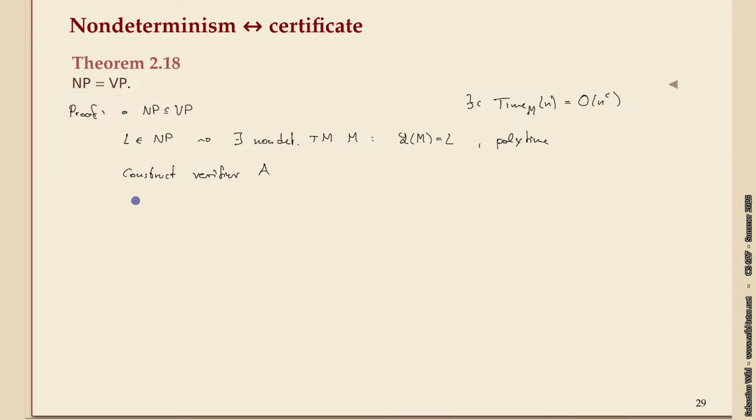And that one's supposed to get an input from the alphabet. Let's say L is a subset of some sigma star. And this verifier is supposed to take some word of sigma star and some binary string. So let's take this sigma star and {0,1} star.